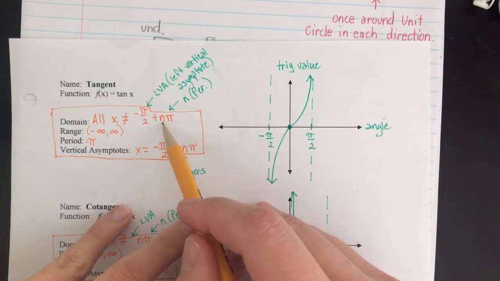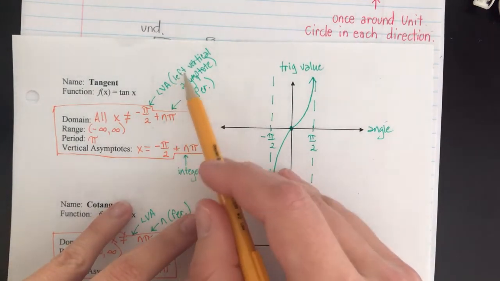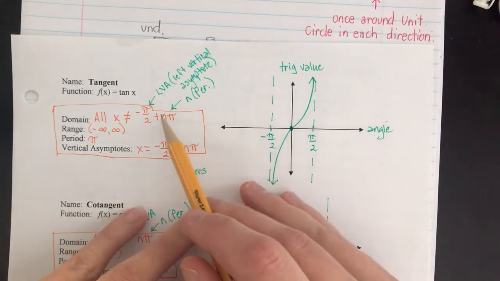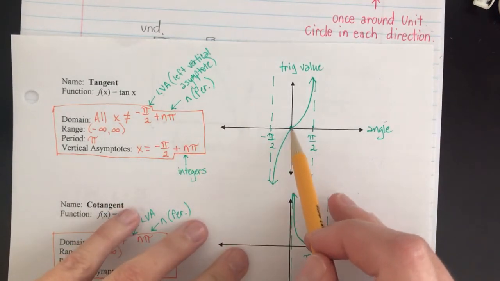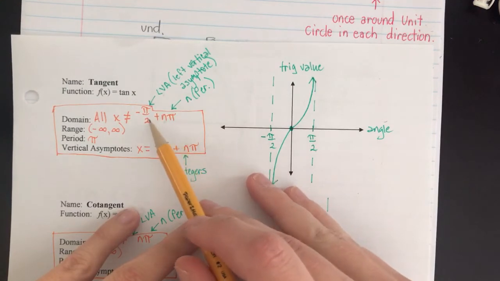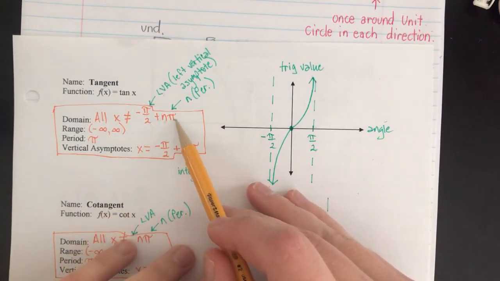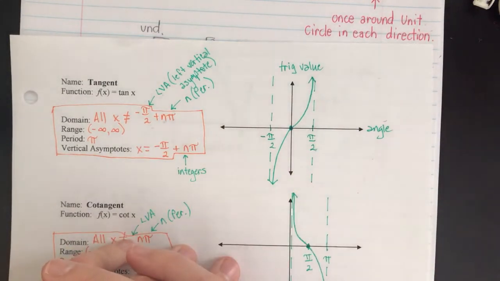Based on how many periods you have. So LVA is left vertical asymptote. The negative pi over 2 is the left vertical asymptote. If I say I just want 1 period, then I would plug in 1 here. Negative pi over 2 plus 1 times pi would be pi over 2, which would produce this other asymptote.